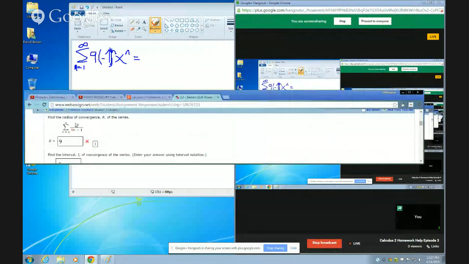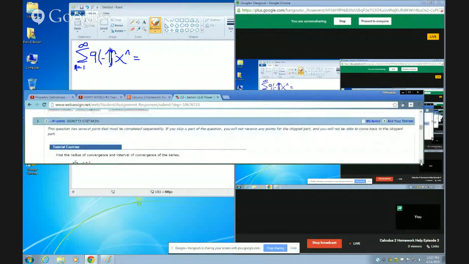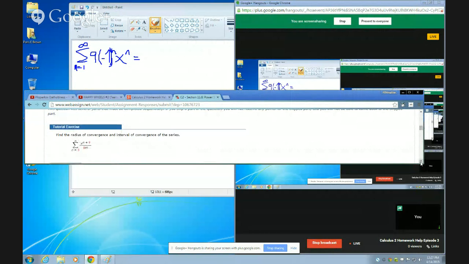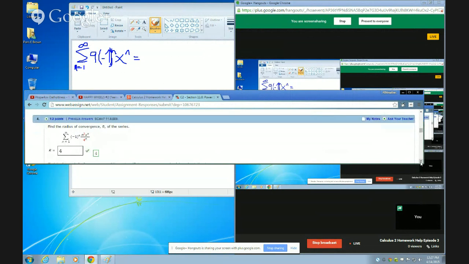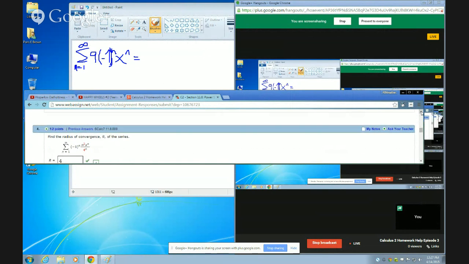If you ever see x to the power of n over n minus 1, or x to the power of n plus a constant number over a constant number times n factorial, and so on and so forth, then that's a power series.